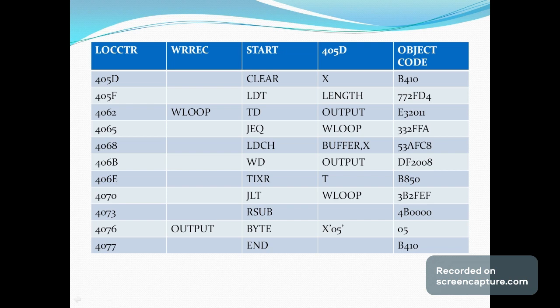This is type 3, as I said earlier, because this instruction does not involve a register, and there is no plus here. The same thing goes with LDCH, and the same goes with all the instructions in this particular case. TIXR has a register, so this is a type 2 case. So we continue with the locations: if it is type 3, then add 3 bytes, and so on.